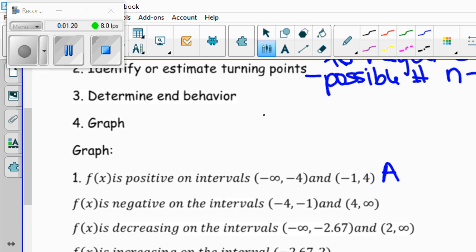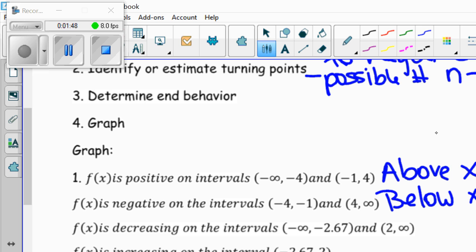So here we know that we are above the x-axis. f of x is negative on the intervals negative 4 to negative 1 and 4 to infinity. So here we know we are below the x-axis. And we also know that we are changing signs here. So these are zeros.